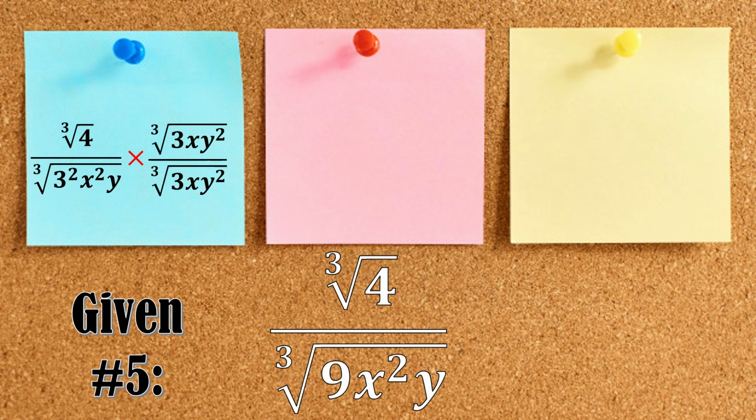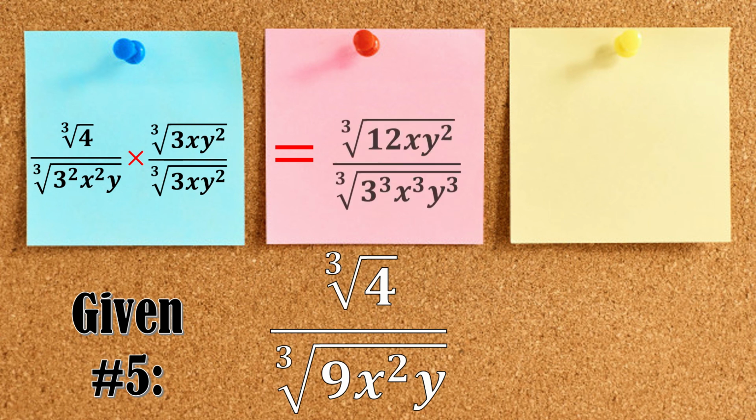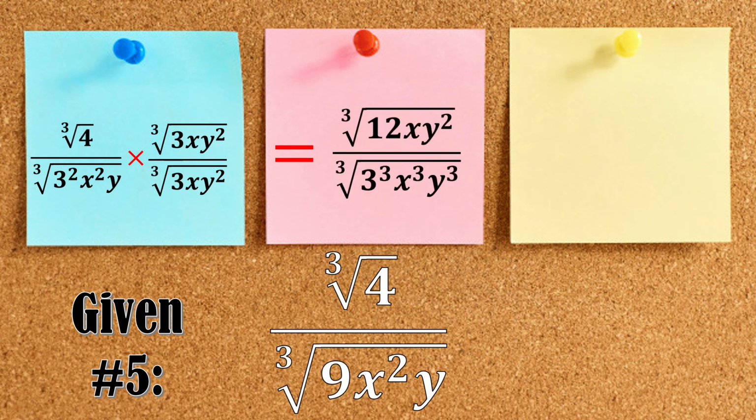So, we multiply both numerator and denominator by cube root of 3xy squared all over cube root of 3xy squared. Simplifying that, 4 times 3, the answer is 12. So, it will become cube root of 12xy squared all over 3 is 3 cubed because 3 squared times 3 will become 3 cubed.